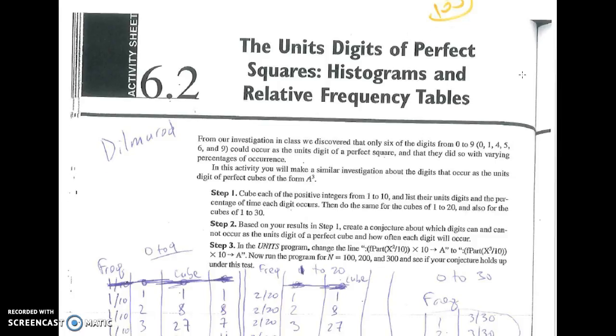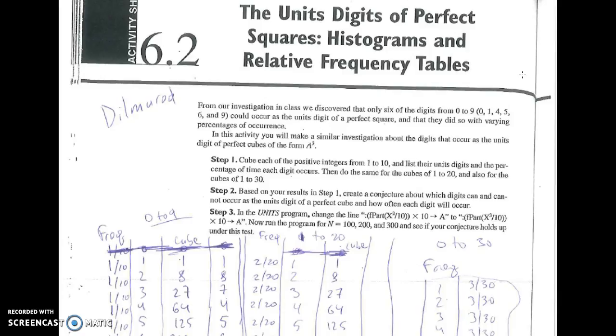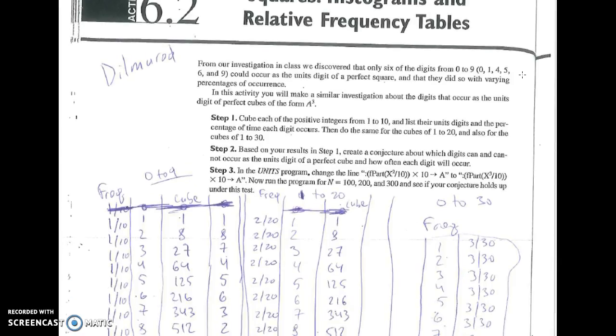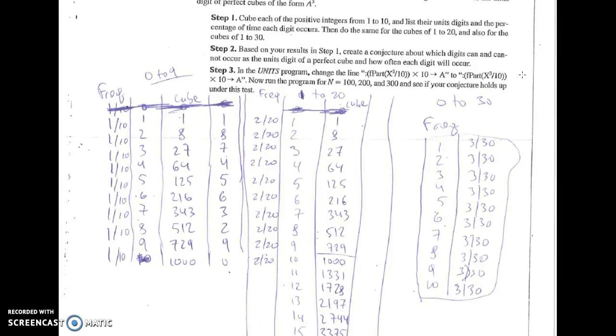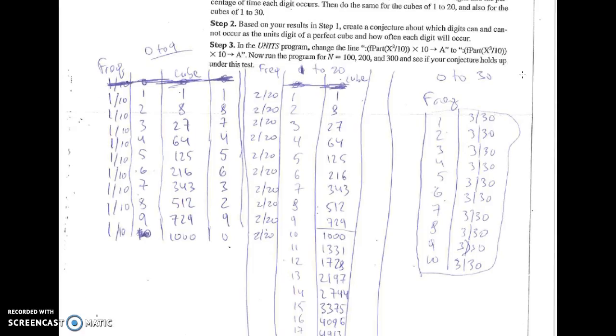On 6.2 we did the same thing, but we cubed it. As you can see, it's the same thing here. The frequency of 1 was 1 out of 10 through 0 to 9. So if you go to 20, the frequency of 1 is 2 out of 20, which is 10% again. If you go to 30, the frequency of 1 is 3 out of 30, which is 10% again. So it's basically the same thing as squared when you cube it.